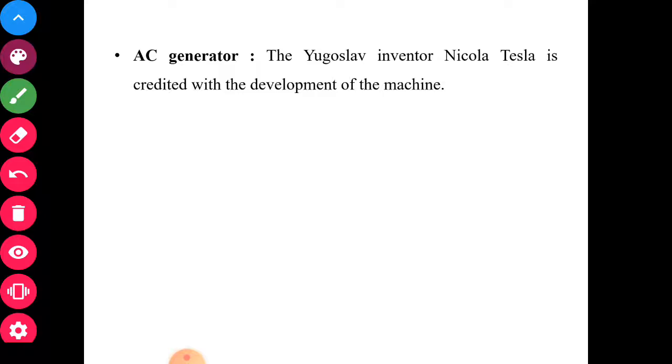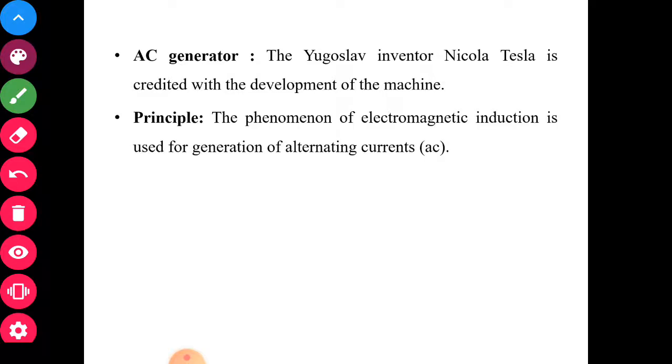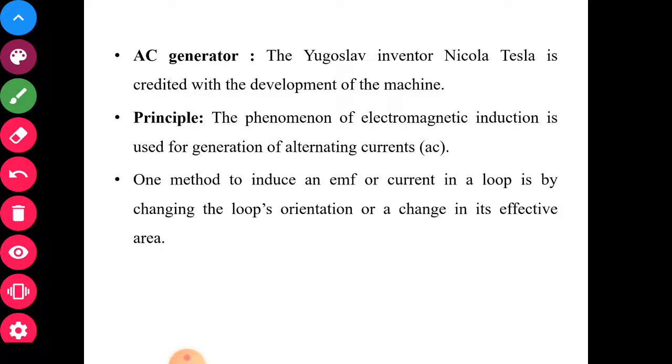The Yugoslav inventor Nikola Tesla is credited with the development of the machine. The principle used is electromagnetic induction. That is the main principle which is used in this AC generator. Now one method to induce an electromotive force, or to produce electric current in the loop, is changing the loop's orientation or a change in its effective area.